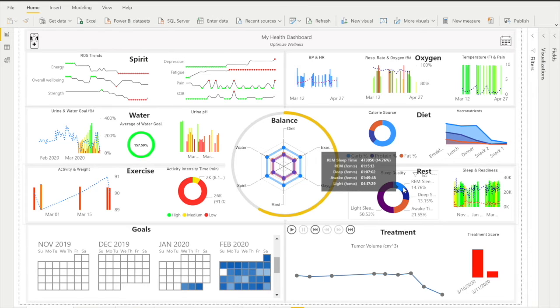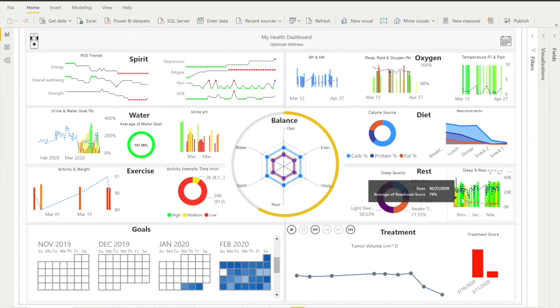Here is another graph of sleep and readiness. So the green and yellow bars represent a person's readiness score, and that score comes from the Oura Ring as well. So you see their readiness score on most days is above 70%, which is good. Green is indicating good, yellow and red not so good.